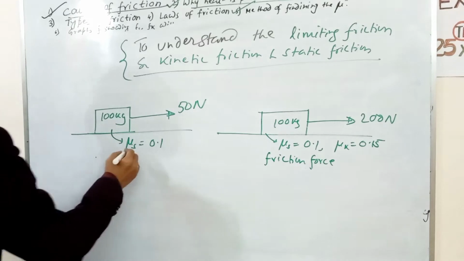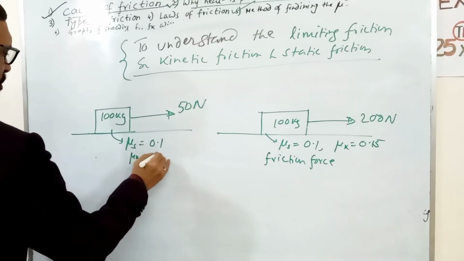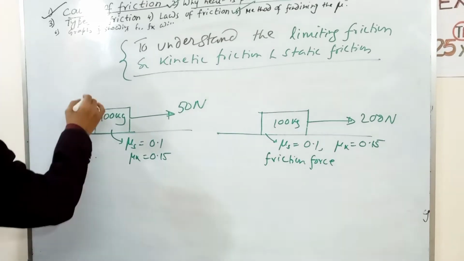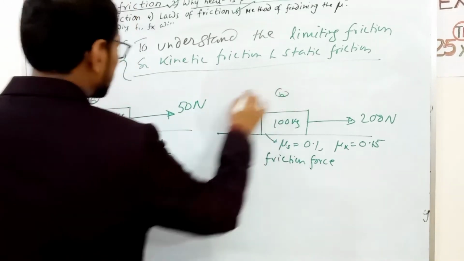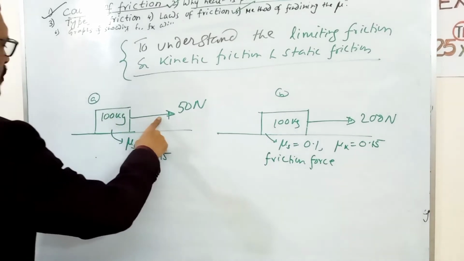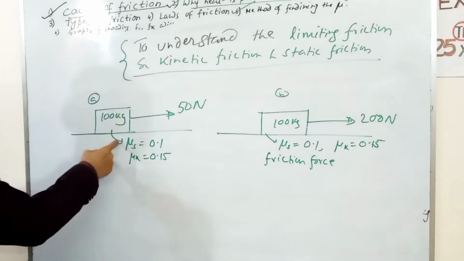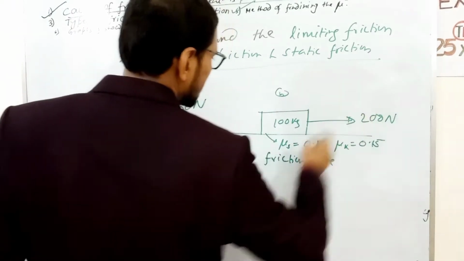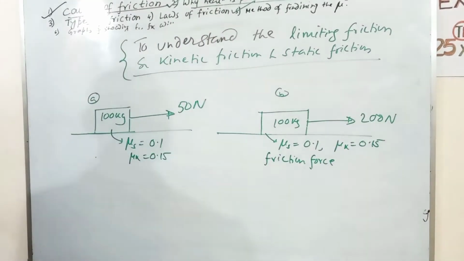Here, what is the friction force? Mu k equals 0.15. Suppose in these two diagrams a 100 kg block is placed on the ground and a 50 newton force is applied. What is the friction force acting here and here? Same arrangement, but the force is 200 newton. Now what is the friction force acting between these surfaces?